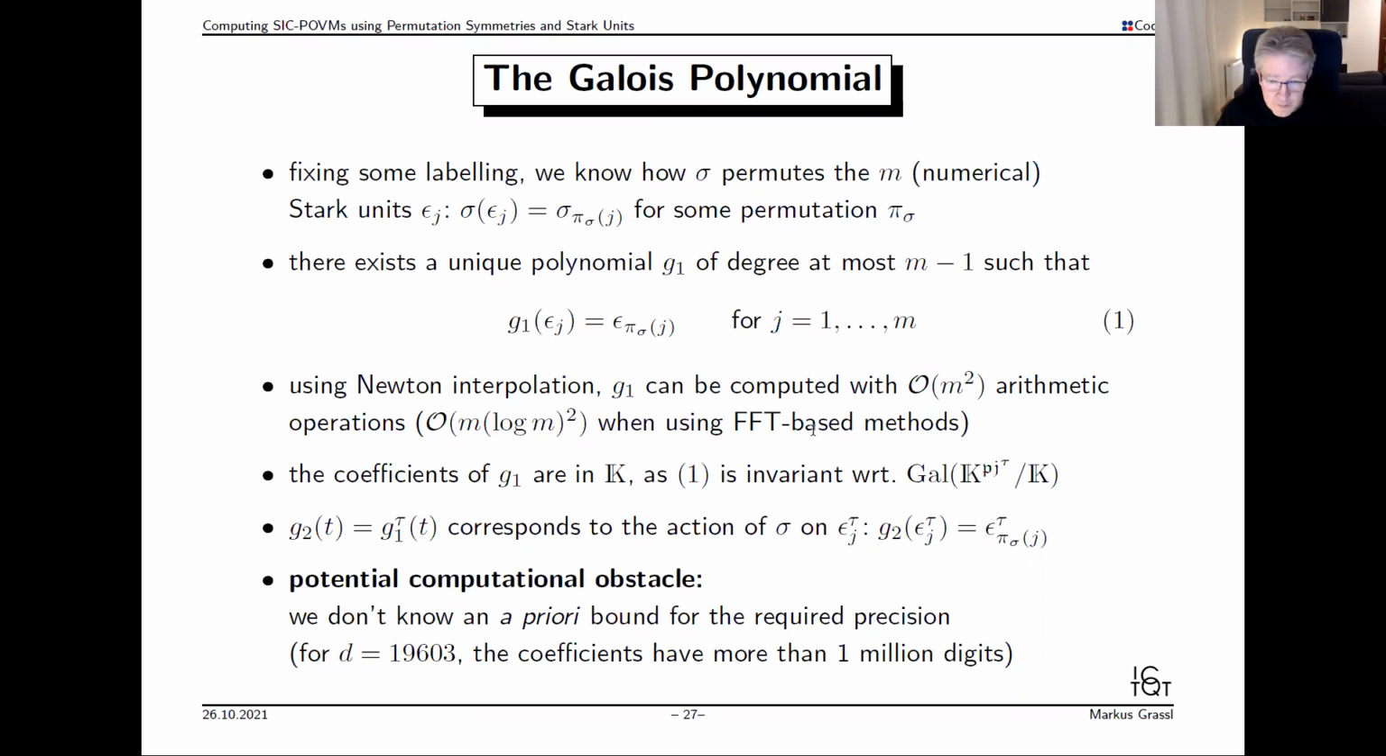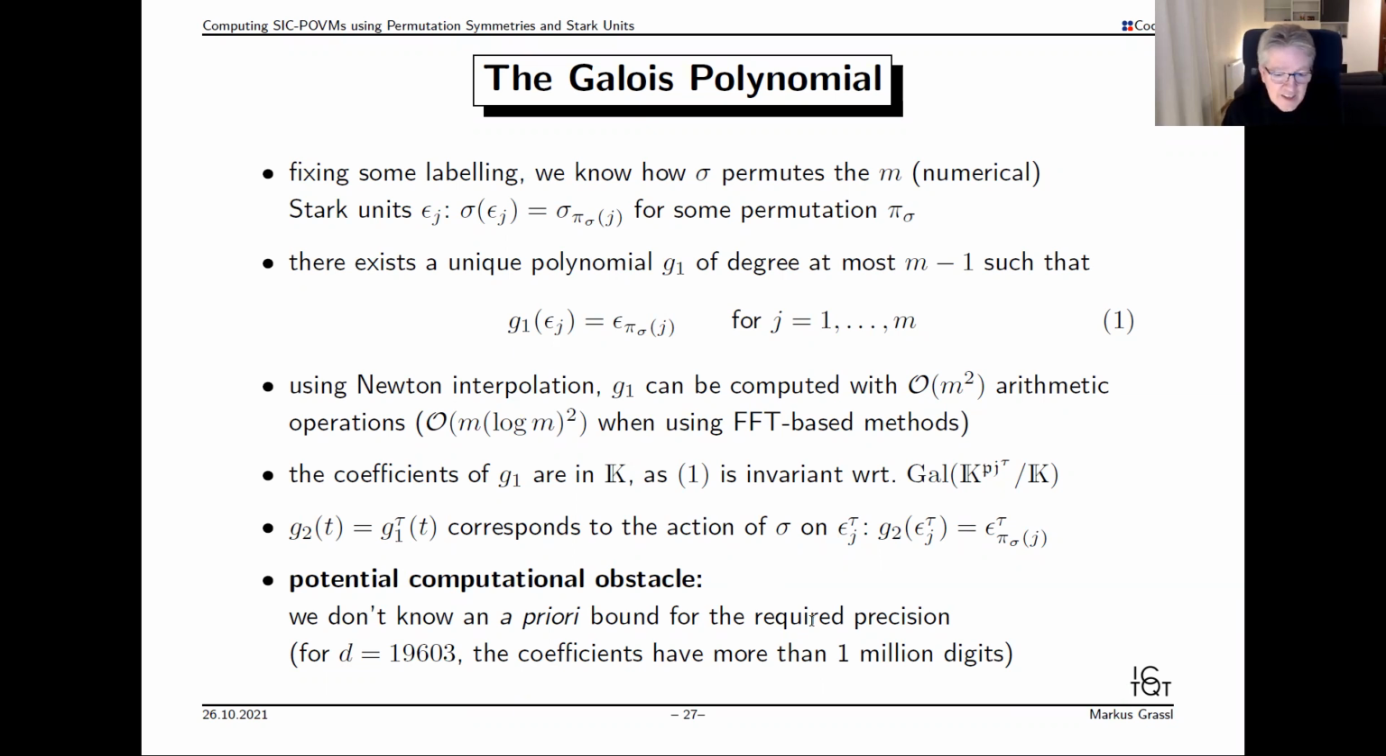One could even do better if one had FFT-based methods, but unfortunately, I haven't seen any implementation for that. So if any of you has one, please let me know. So we are still working with the quadratic one, but that's good enough in our case. Again, we do that on the numerical level. And then this polynomial will have coefficients in the base field. So we can again apply our integer relation algorithm to them and get the exact one.